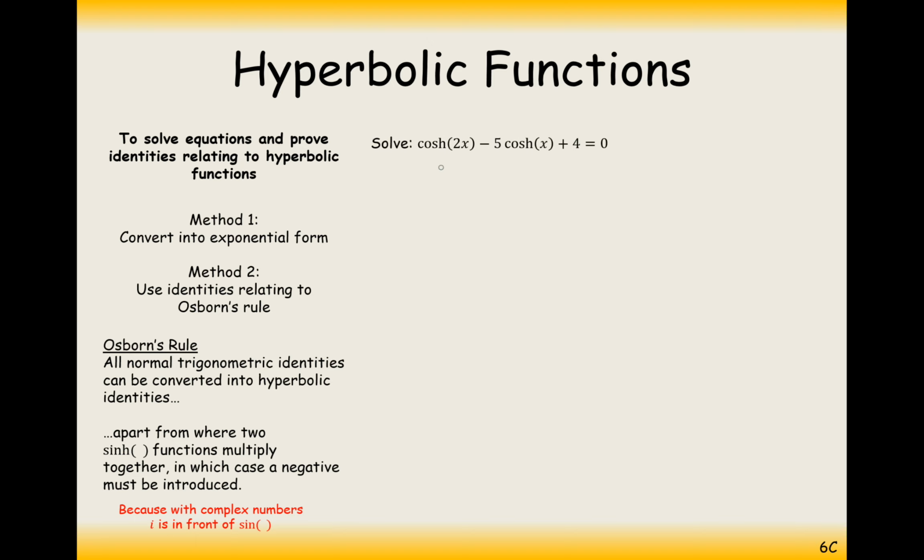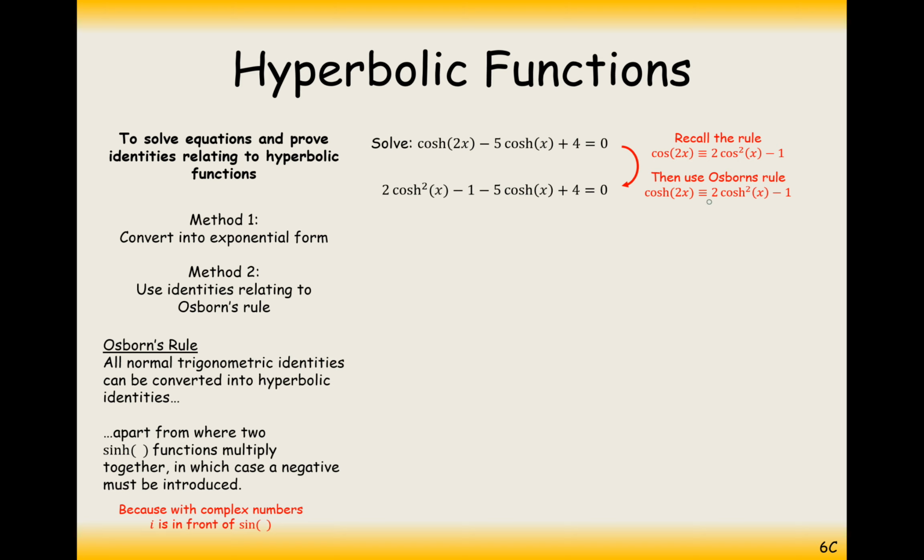Let's have a go at another one then. This one here is cosh 2x minus 5 cosh x plus 4 equals 0. So what I'm first going to remember is that there is a rule in normal trigonometry that follows this: cos 2x is identical to 2 cos squared x minus 1. And I'm going to convert this rule into a hyperbolic identity using Osborne's rule. And Osborne's rule is not going to change this formula at all, because this identity here does not have two sines multiplying together, so I can just put h's at the end of the trigonometric expressions.